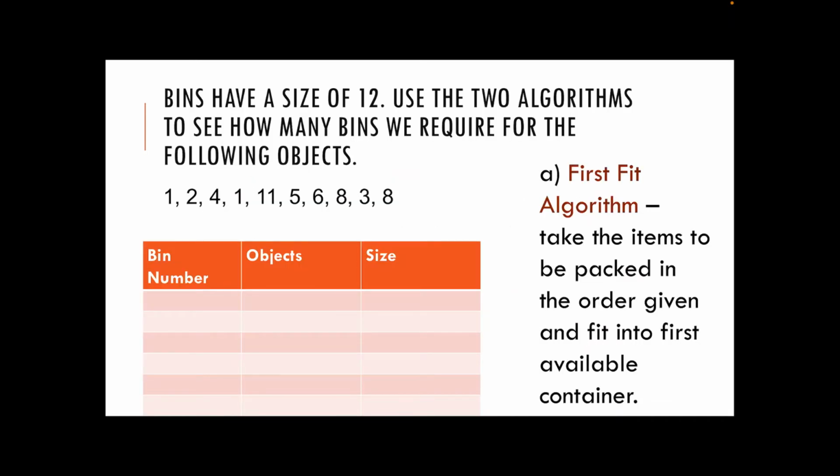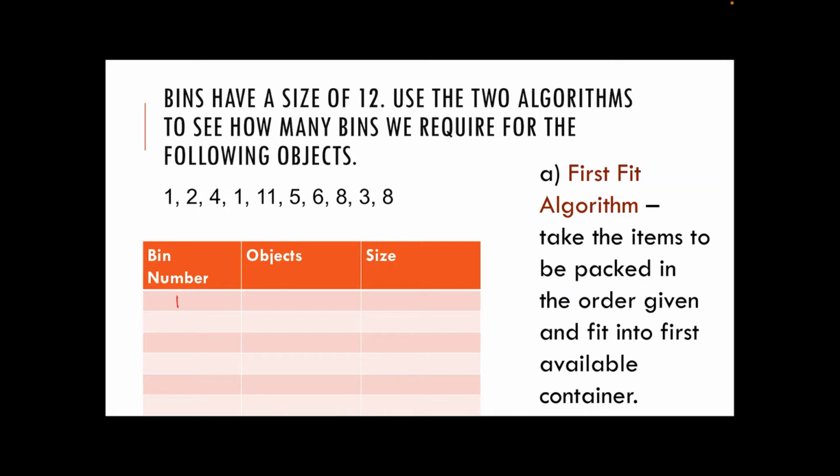So we are looking at bins or boxes that have a size of 12. We are going to use both of the algorithms to see how many bins we require for the following objects. So you can see here that I've got a list: 1, 2, 4, 1, 11, 5, 6, 8, 3, 8. And we need to do the first fit algorithm first. So I'm just going to keep the objects in the order that they're in.